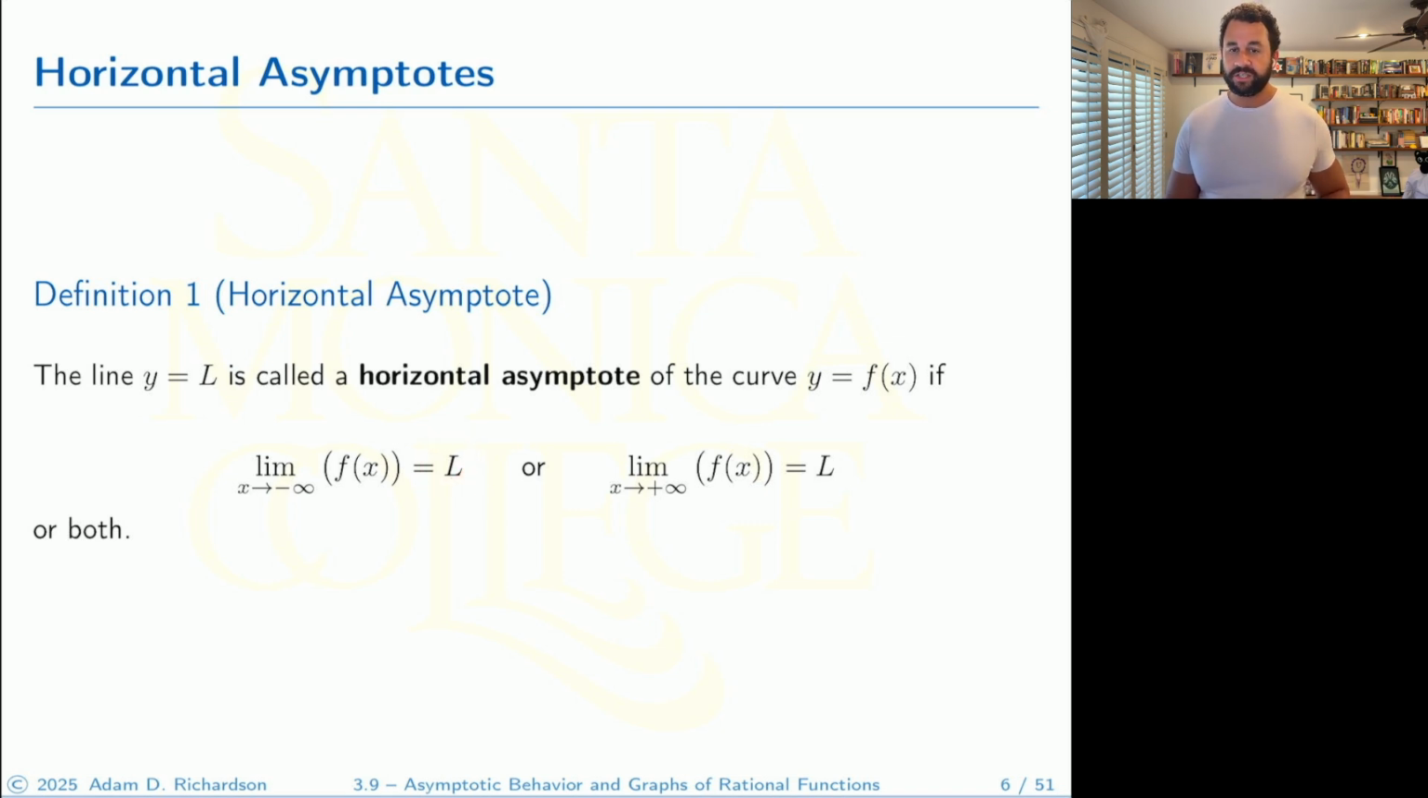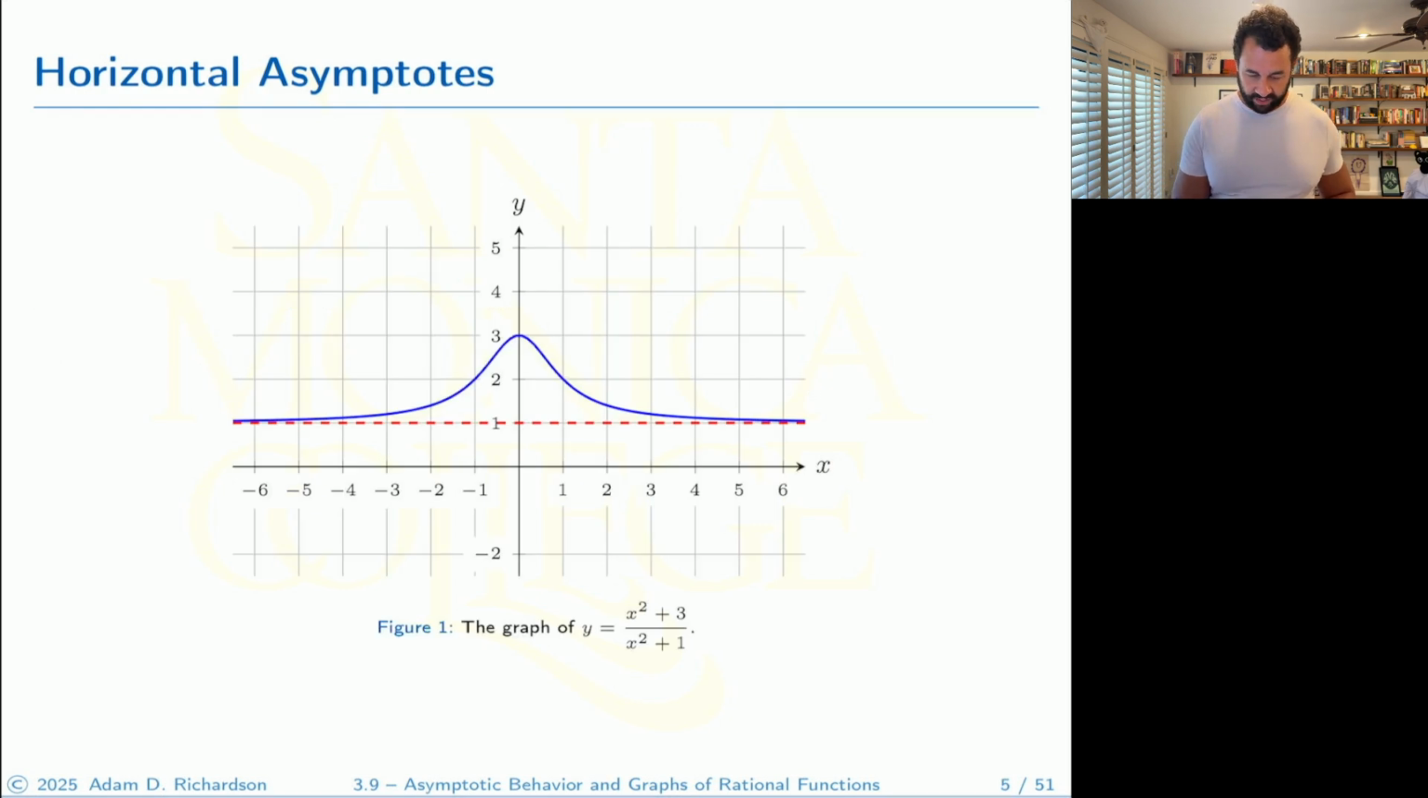It could be 1, it could be 2, it could be pi, it could be negative a million, it could be anything. In the previous example, this one, the end behavior is actually the same in both directions. The limit as x goes to infinity of f of x is 1, and the limit as x goes to negative infinity of f of x is 1. So in this case, they're both converging to the number 1.